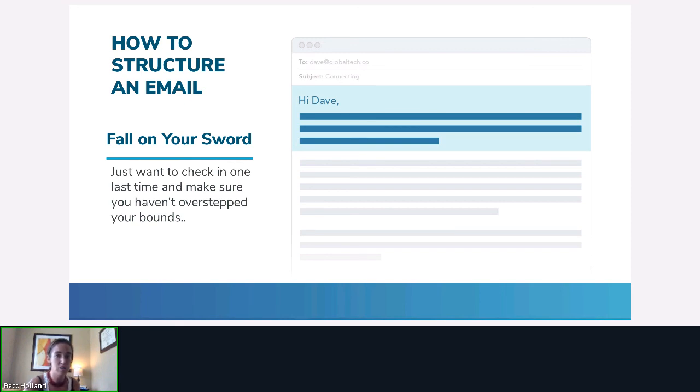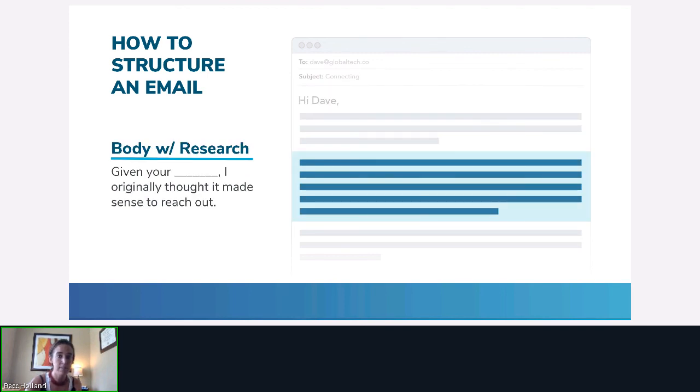So the four pieces to a breakup email. Number one, I check in and I fall on my sword, so to speak. And I say, I just want to check in one last time and make sure I haven't overstepped my bounds. Given the article that you wrote originally, I thought it made sense to reach out.